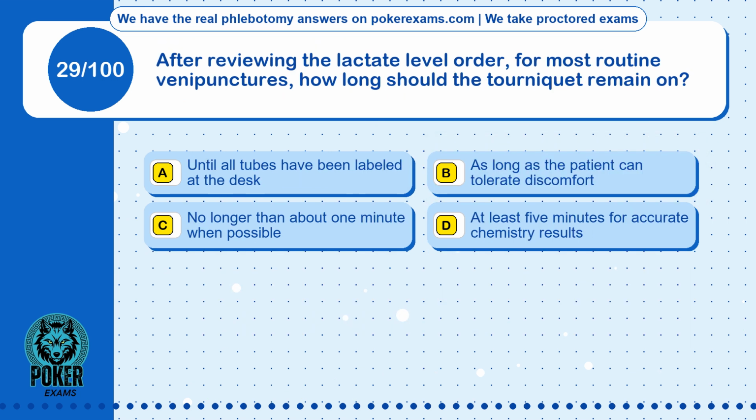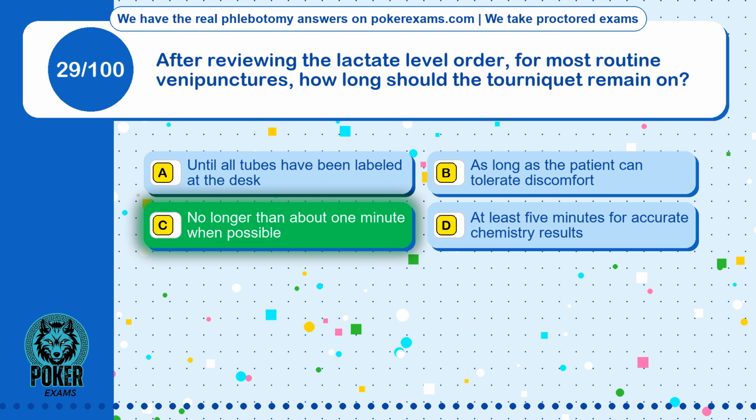Question 29. After reviewing the lactate level order, for most routine venipunctures, how long should the tourniquet remain on? Option A, until all tubes have been labeled at the desk. Option B, as long as the patient can tolerate discomfort. Option C, no longer than about 1 minute when possible. Option D, at least 5 minutes for accurate chemistry results.